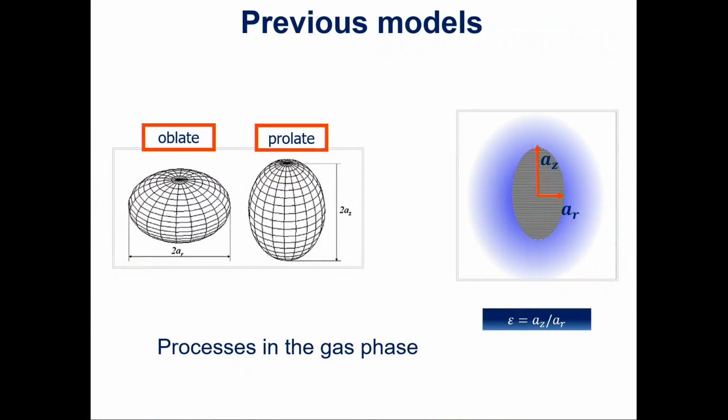And in this case, we can separate the process in the liquid phase and in the gas phase. So we need to eliminate from the very beginning the processes in supercritical or near-critical conditions, when the interface between the liquid and the gas phase is blurred.